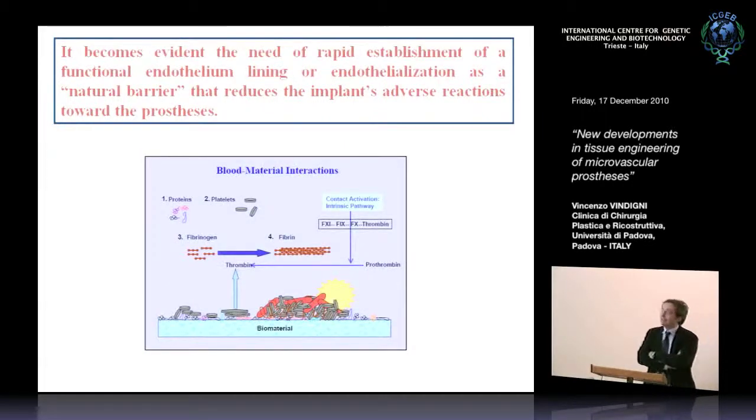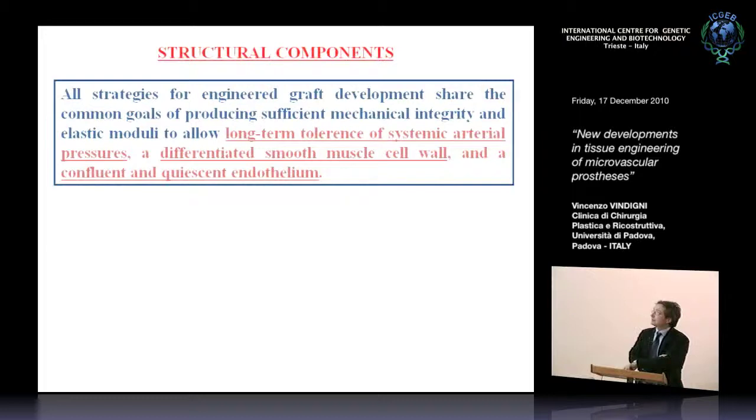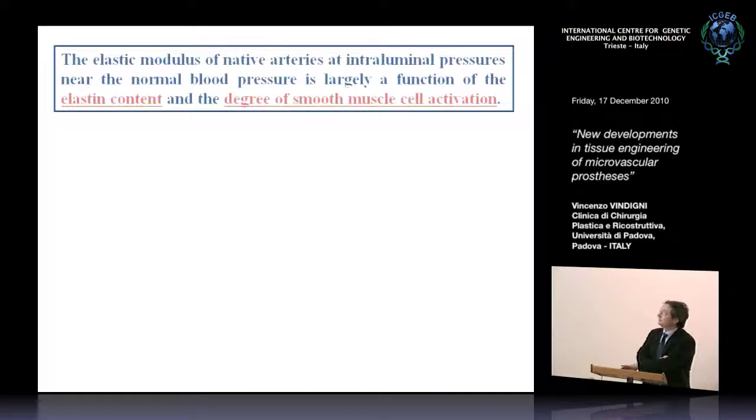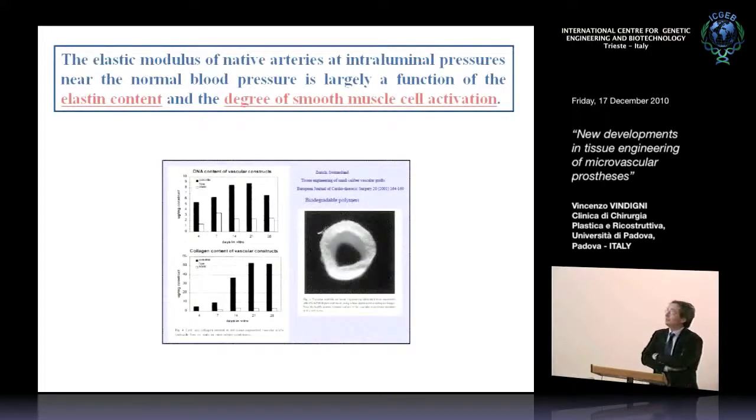Why is the endothelial layer important? Because it prevents acute thrombosis, avoiding the reaction between platelets and the surface of the biomaterial. The other main component is elastin, which gives the fundamental requirement of mechanical strength to your prosthesis or your artery or vein. Elastin also induces the proliferation and differentiation of smooth muscle vascular cells.